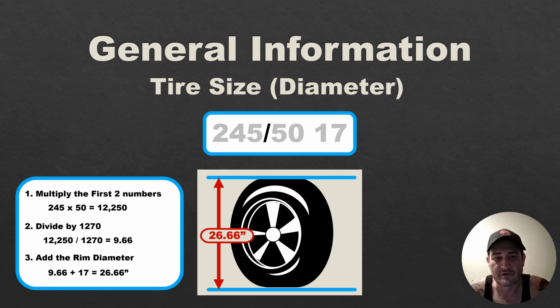And then we get our 26.66. So if you wanted just to remember that 1270, you can multiply the two values together, divide it by 1270, and then add your 17.